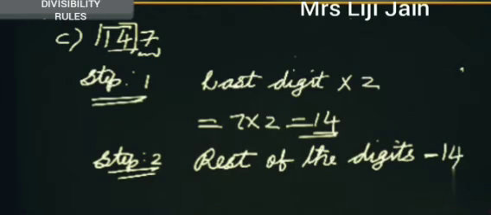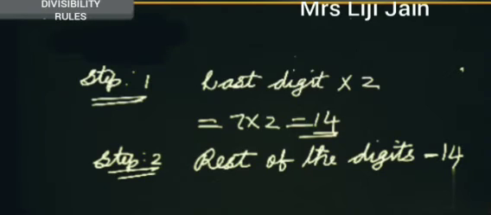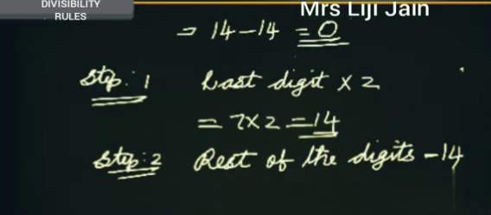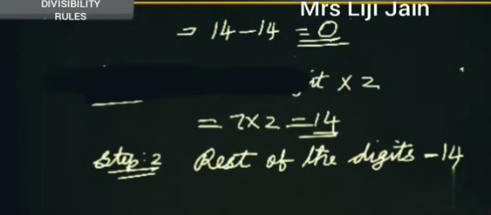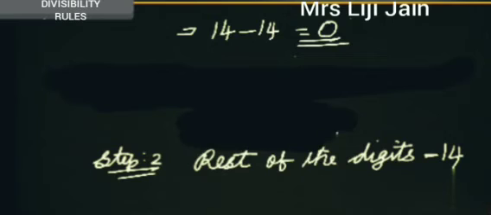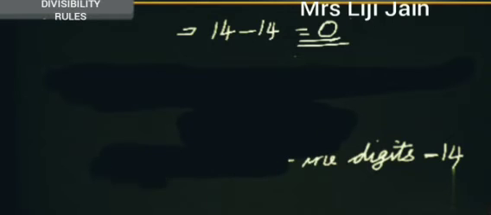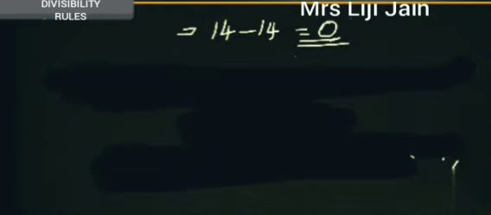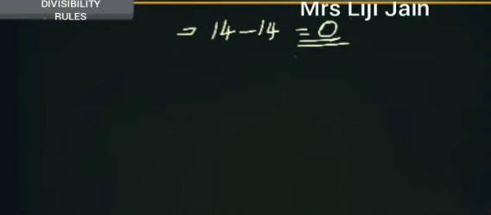So what is the number formed by the rest of the digits? Here it is 14. So the number formed by the rest of the digits minus 14 is equal to 14 minus 14. What is 14 minus 14? 0. So what is the rule of divisibility by 7? If the final answer is either 0 or divisible by 7. So if it is 0 also, we can say that the given number is divisible by 7. Understood?